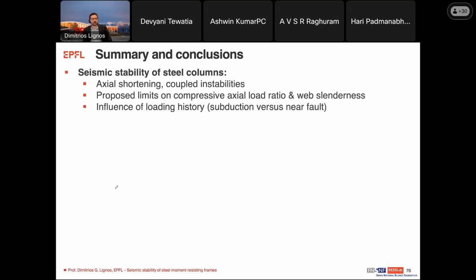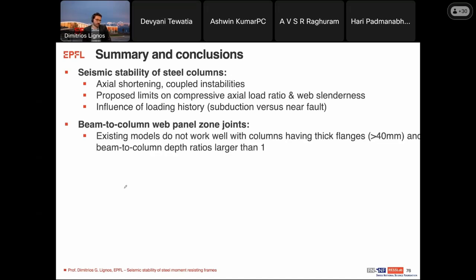We also saw the influence of the loading history and the difference between a subduction versus near-fault ground motion. We also talked about beam-to-column web panel zone joints, and here we saw that existing models do not work well with columns having thick flanges and beam-to-column depth ratios larger than 1. We saw a new model that was proposed for design of the panel zone joint that addresses all previous limitations over the last 50 years.